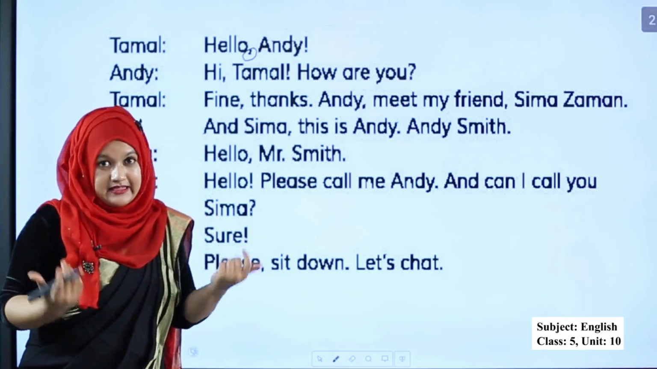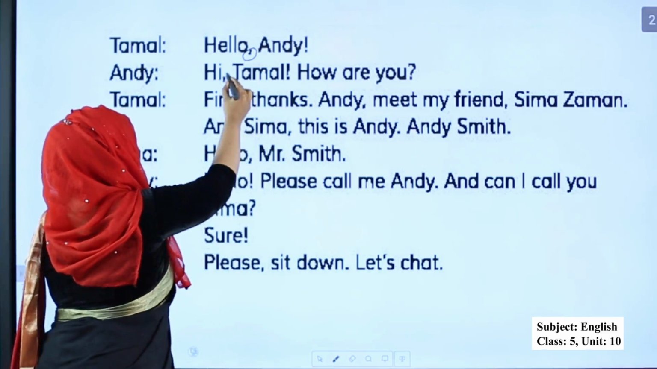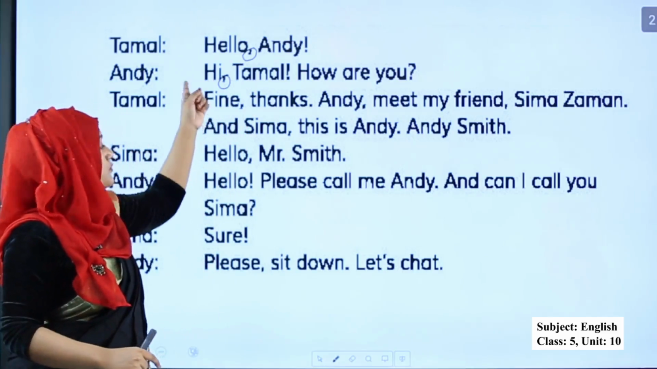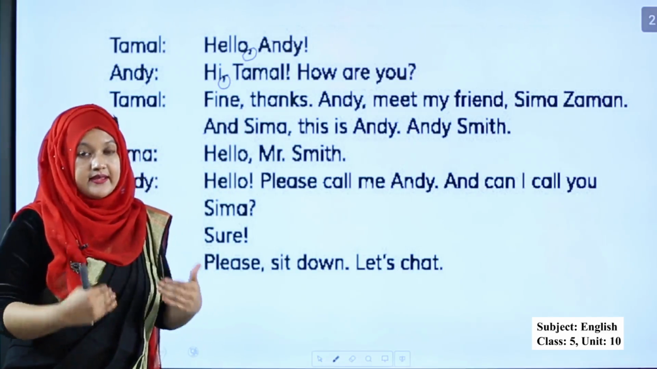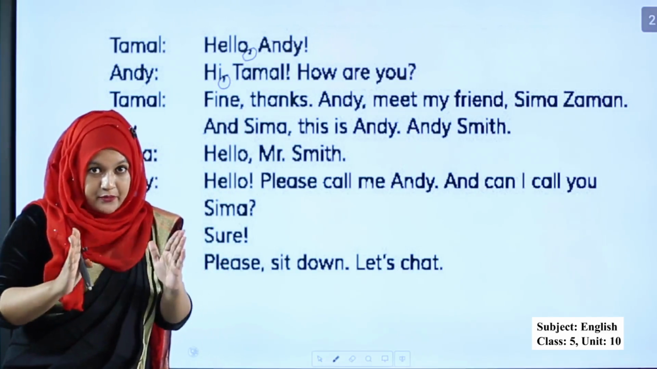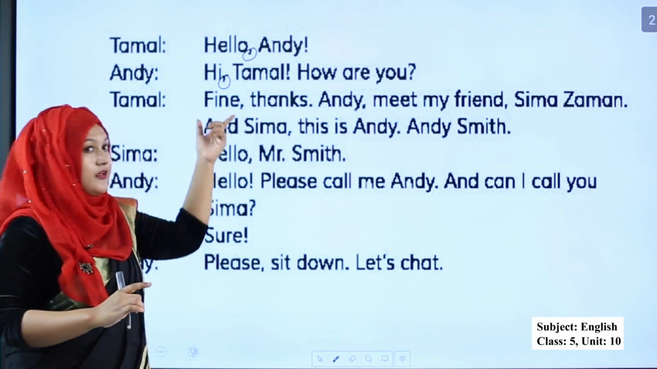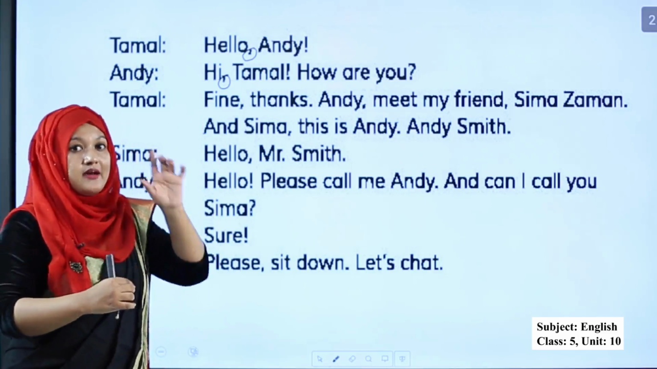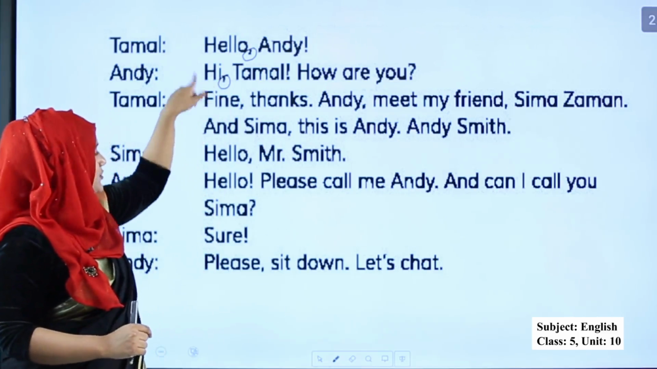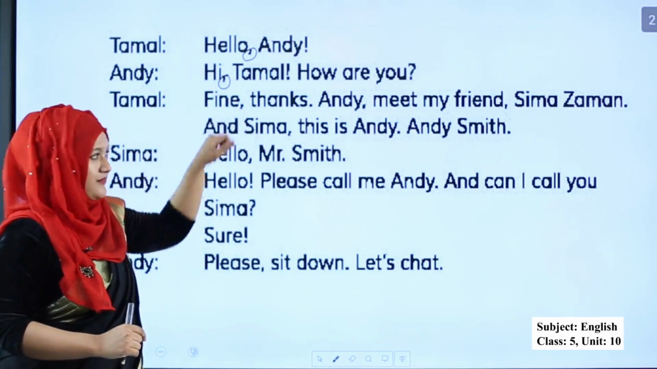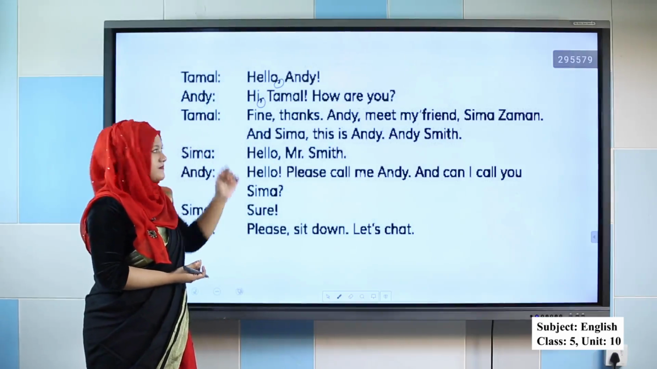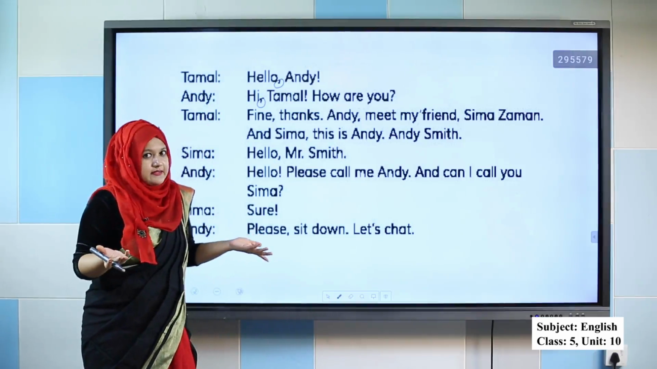Now, in the second sentence, hi, Tamal, how are you? We use a comma after the word hi and then introduce a new word, Tamal. So we need to separate this from hi. So after the word hi, we use a comma, right? And you can see this here. Then the third line, Tamal: Fine, thanks.